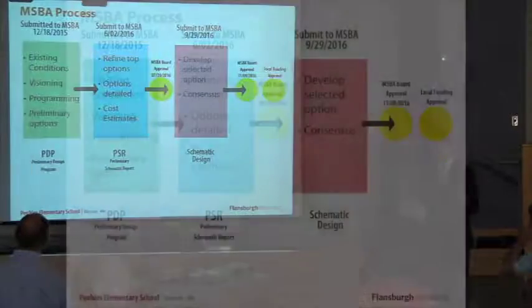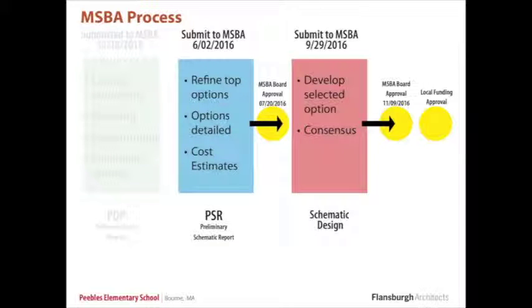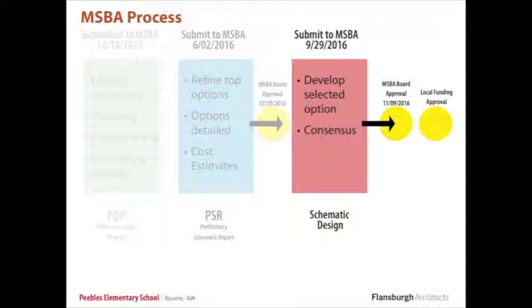The MSBA process, as I said, is a very regulated process. Within the feasibility study itself, there's three main phases: the preliminary design report, or PDP phase, the PSR phase, or preferred schematic report, and then the schematic design. In December, we finished the PDP phase, submitted it to the MSBA and staff. We had multiple community meetings, with the building committee here, and that phase was completed, and it allowed us to proceed into the next phase, the preliminary schematic report phase. That was submitted to MSBA in June, and then on July 20th, the MSBA Board of Directors voted and approved the option 5A. Very, very significant.